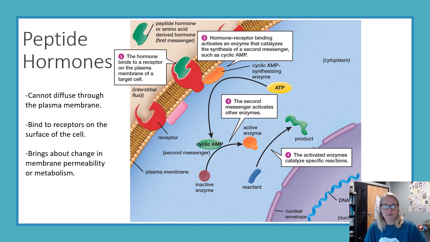So kind of the takeaway from these last 2 slides is steroid hormones modify or regulate gene expression. Peptide hormones regulate or modify cell metabolism. Those are kind of these 2 categories of outcomes that we can get from these cells, from these hormones.